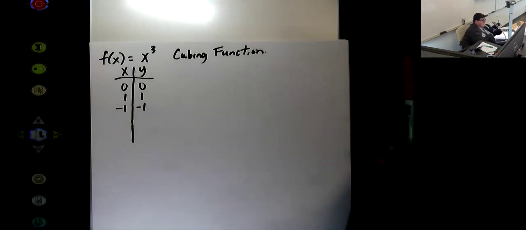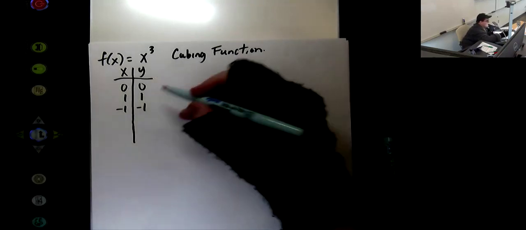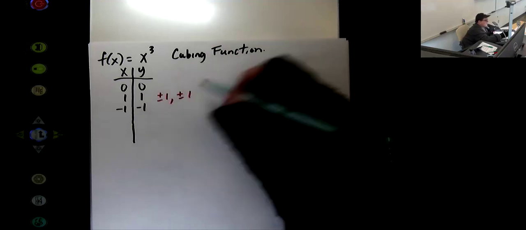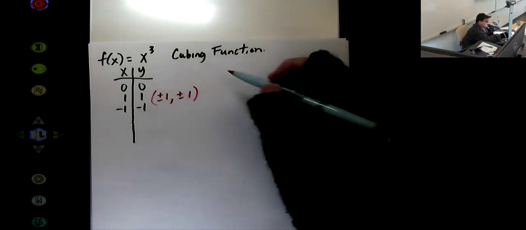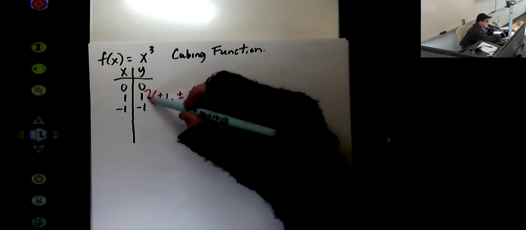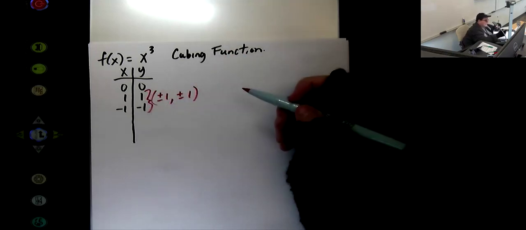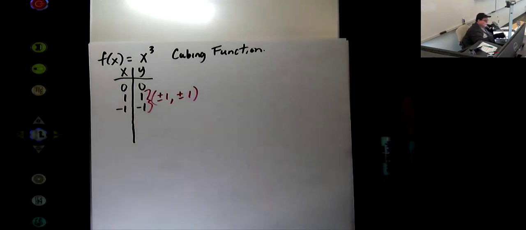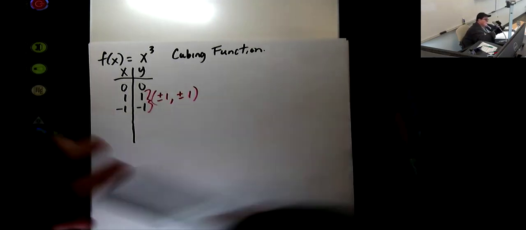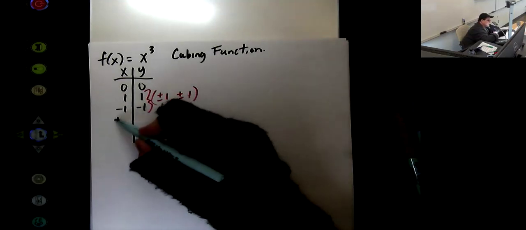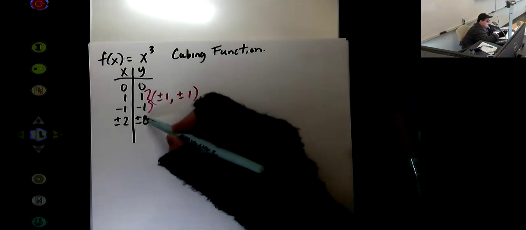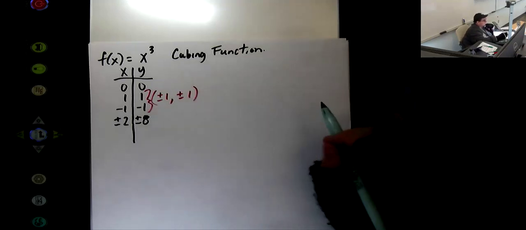A short way of saying that is plus or minus 1, and then plus or minus 1. So match up the signs. That's a short way of saying that. If I do the 2, plus or minus 2, that same idea, I get plus or minus 8. Because 2 cubed is 8.